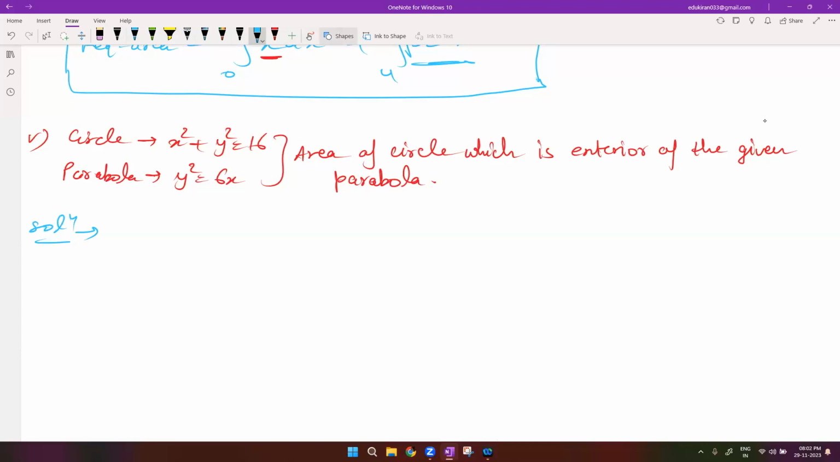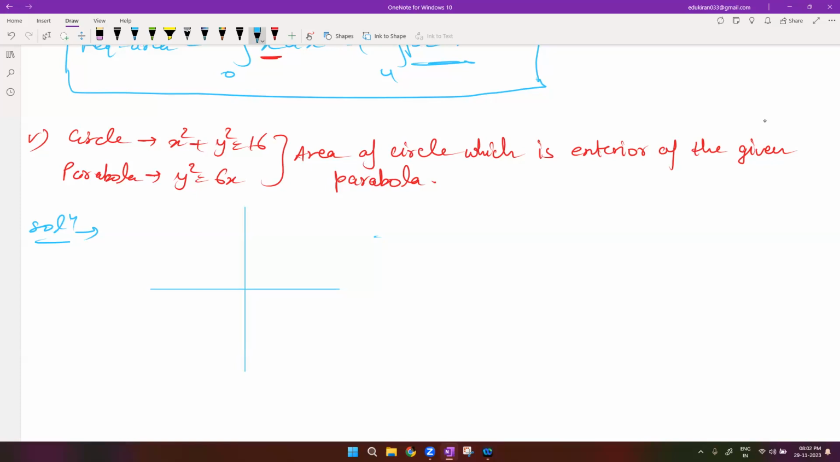First task, draw the figure. See, we haven't changed our template in a single question. Every question has to be solved like this. So first of all, let's start with the circle. X square plus y square is equal to 16. Yes, center of this circle?